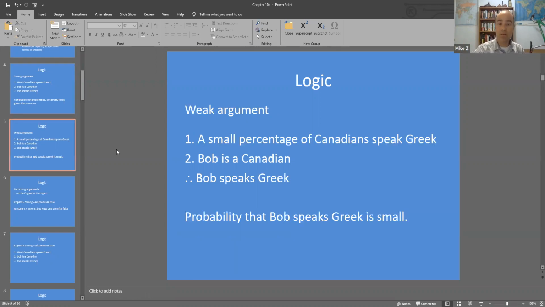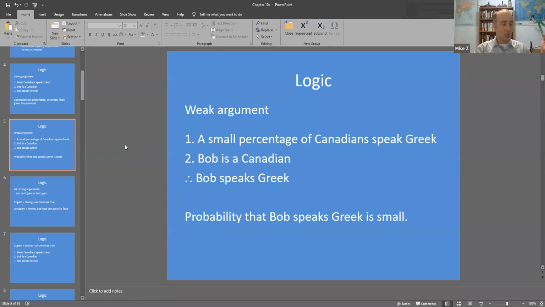Here's a weak argument. So a small percentage of Canadians speak Greek. Honestly, I don't know what percentage of Canadians speak Greek, but it's a small percentage, it's less than 50%. Then Bob is Canadian, so therefore Bob speaks Greek. Like, well, clearly this is a weak argument, right?